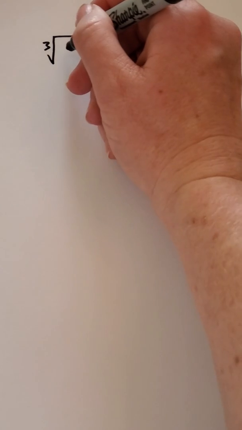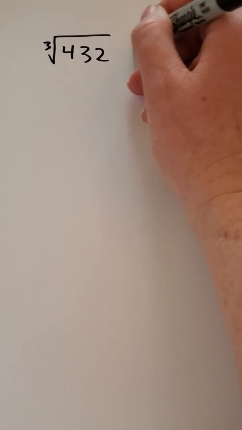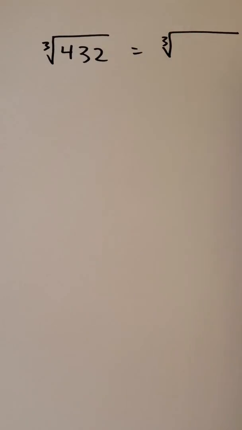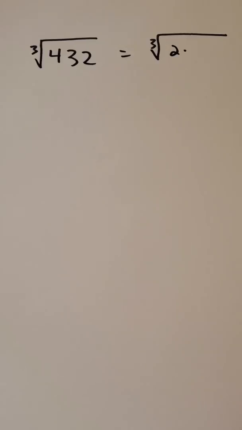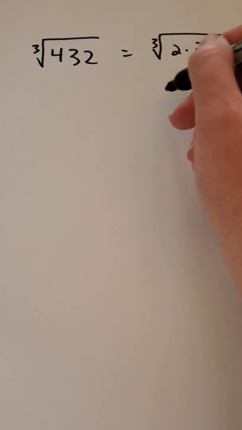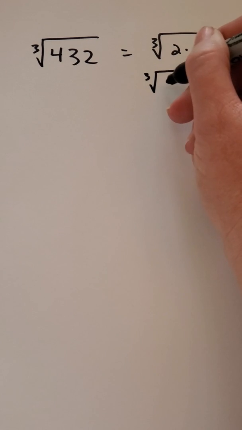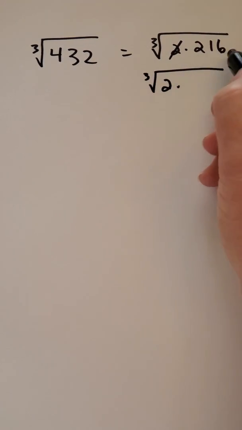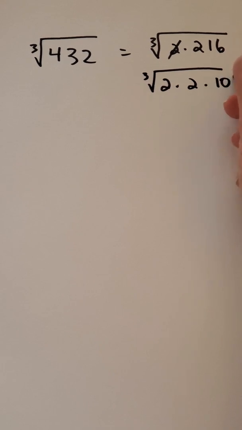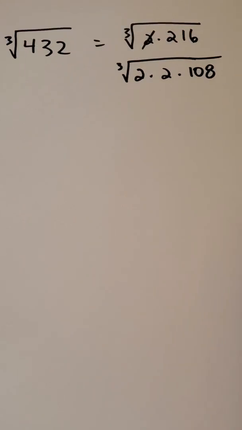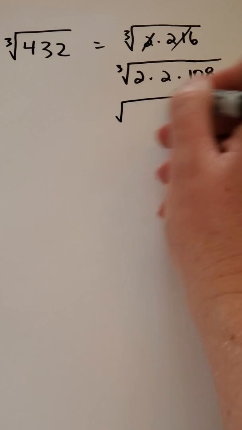Okay, last problem is going to be a little bit more challenging, and that would be the cubed root of 432. If you have big numbers, typically if it's an even number, you always know 2 goes into it, so I know that 2 goes into it. And 2 goes into 432 216 times. Okay, 216 is an even number, so I know it's 2 times 108. So I'm just going to keep breaking it down.